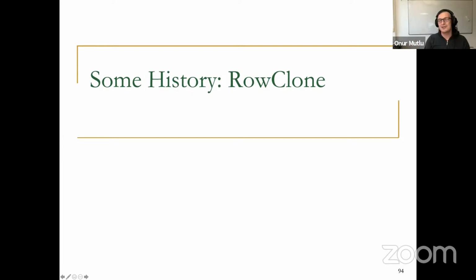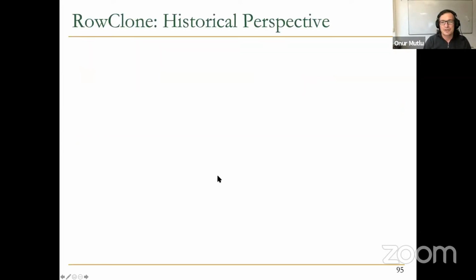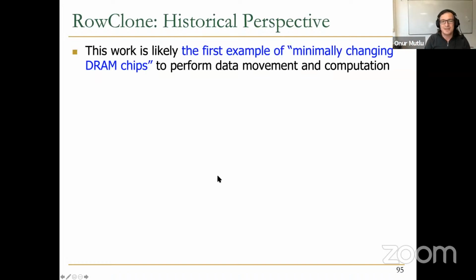Okay, now let me give you something that you may not find anywhere else, because I'm going to give you a history of the RowClone paper, and how it was received initially and what it enabled. And also, I'm going to give you a history of some of the other papers as well. Hopefully, this will be interesting, and hopefully, this will be educational, because this happens in any research that you may delve into in the future. Okay, so let me give you the overall historical perspective. Basically, this work is likely the first example of minimally changing DRAM chips to perform data movement and computation. If you find some prior work, please let me know.